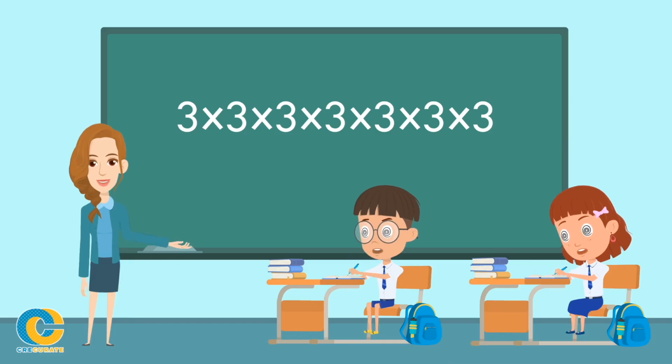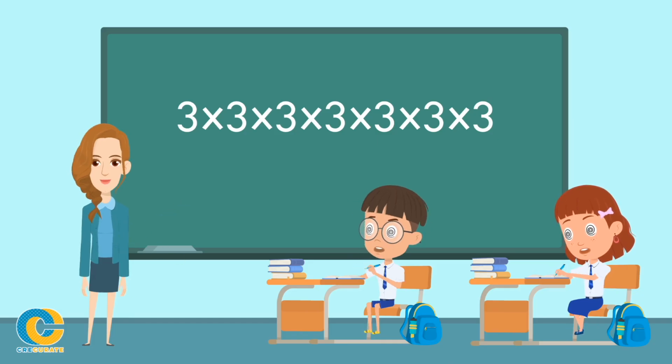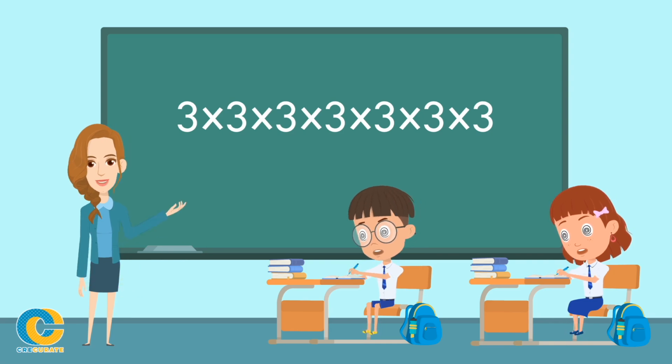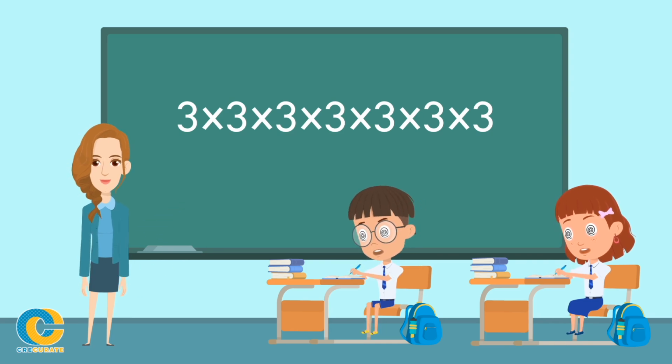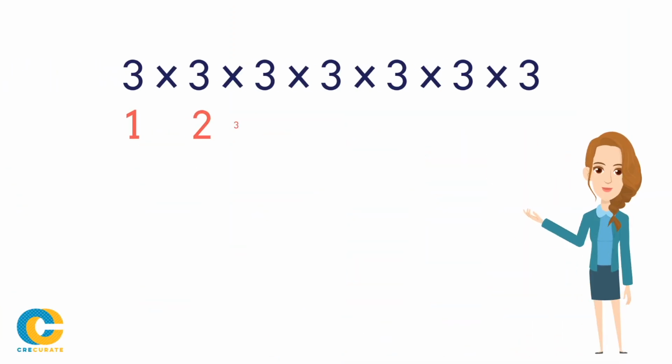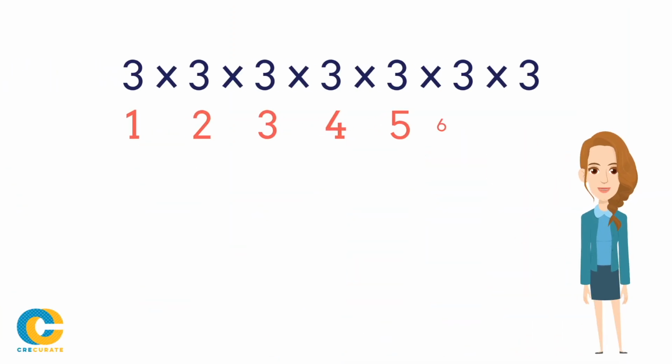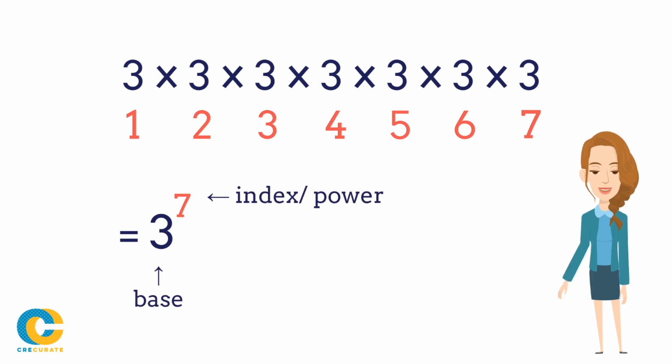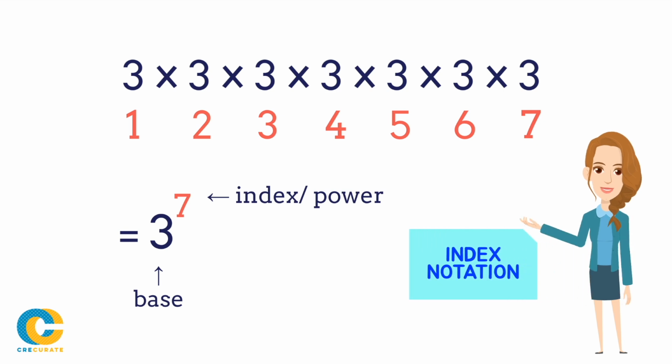So can anyone tell me what is 3 times 3 times 3 times 3 times 3 times 3 times 3? Huh? Let me help you out, Timmy. Over here, we have 1, 2, 3, 4, 5, 6, 7 threes, which we can write as 3 to the power of 7. We call 3 the base and 7 the index, or power.